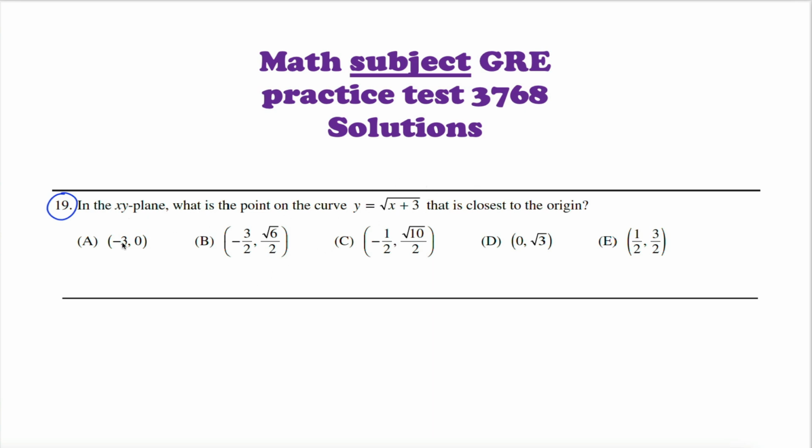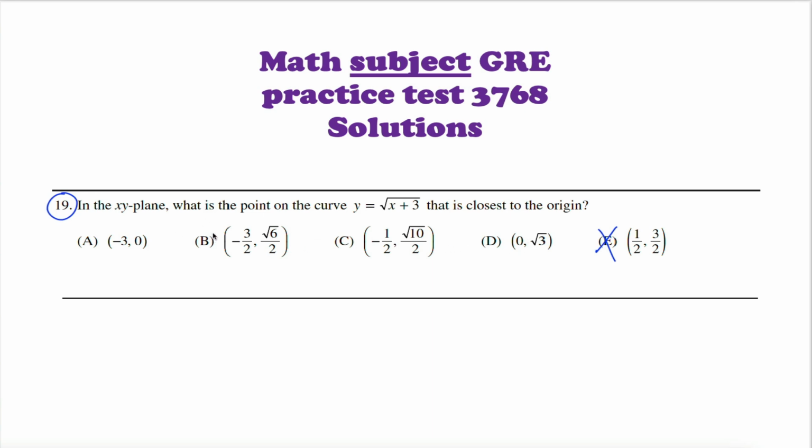I'm not sure why they did this, but of the 5 points they gave you, only 4 of them are even on this curve, right? If you plug 1/2 in for x, you get the square root of 3.5, so what, 7/2? And the square root of 7/2 is not a rational number, it's not 3/2. This point right here is not even on this curve, so I don't even know why they list it, just to mess with you, I guess. I think these other 4 points are on the curve.